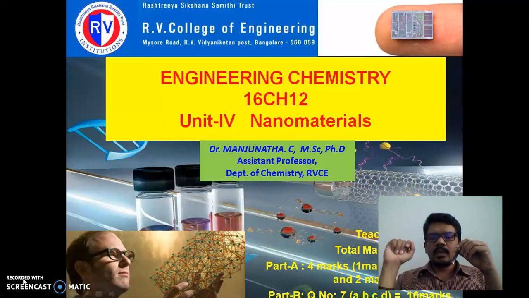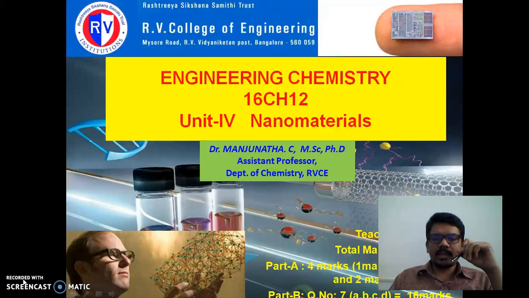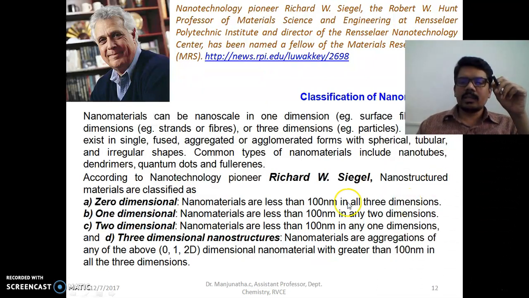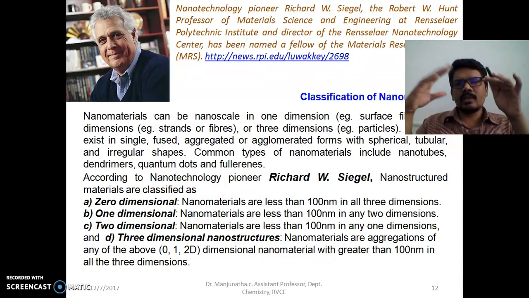Hi everyone. In this video, I would like to discuss classification of nanomaterials. According to Professor Richard Siegel, nanomaterials are classified into four types. The first one is zero-dimensional nanomaterial. It means that nanomaterials are less than 100 nanometers in all three dimensions, meaning they have not grown beyond 100 nanometers in all three dimensions. Maybe they'll be in the form of spherical particles.